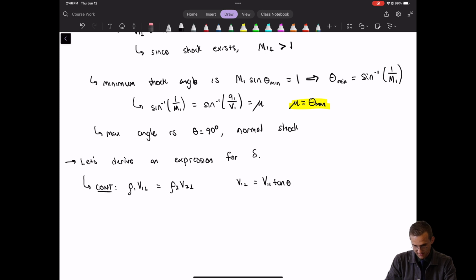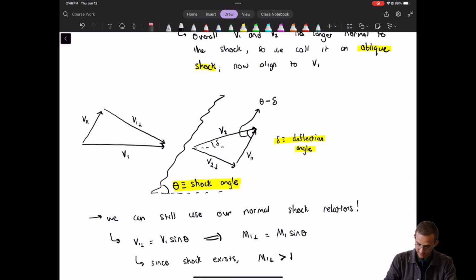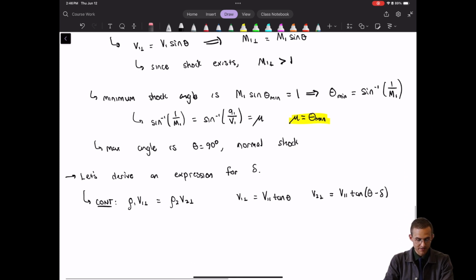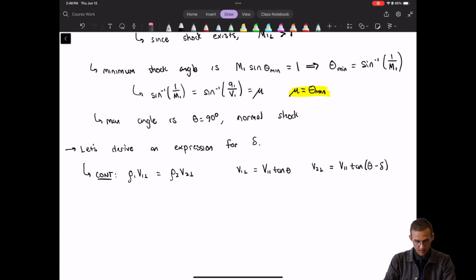And then this is where that angle definition that I just pointed out is useful, because v2 perp is equal to v parallel times the tangent of theta minus delta. Okay? So looking up here, we're looking at opposite over adjacent. v2 perp is going to be equal to v parallel tangent of theta minus delta. And so if we then use this continuity relationship and solve for rho 2 over rho 1, we get something that just depends on the shock angle and the deflection angle.